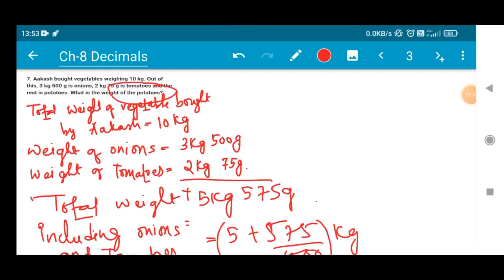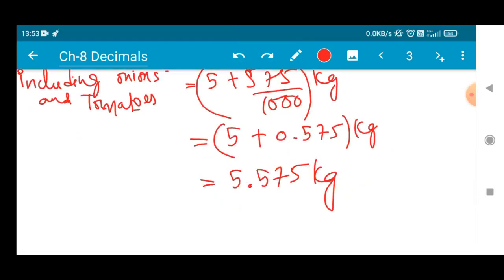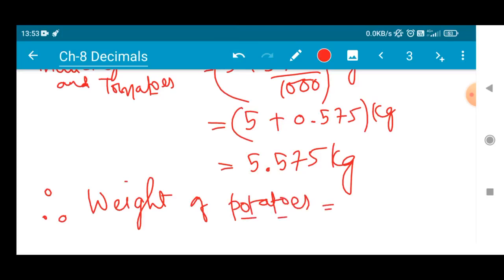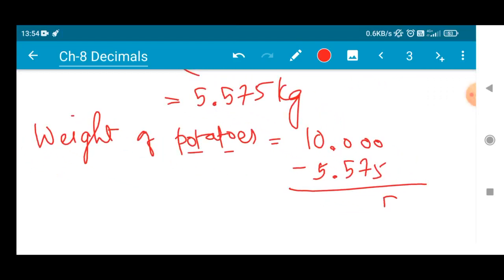Okay. Now what is our question? Our question is to find the weight of the potatoes. Out of this 10 kg, this much is the weight of onion and tomatoes. So whatever is the remaining weight will be considered as the weight of potatoes. So weight of potatoes is equal to, out of 10 kg, 5.575 kg was the weight of onion and tomatoes. Now if I subtract these two, I'll be getting the weight of potatoes.